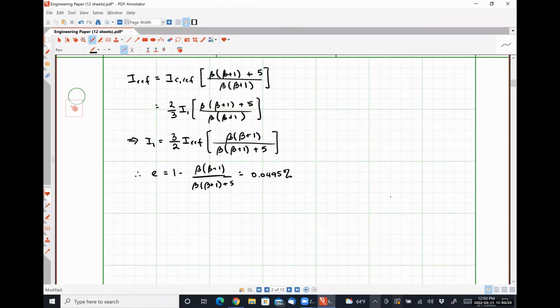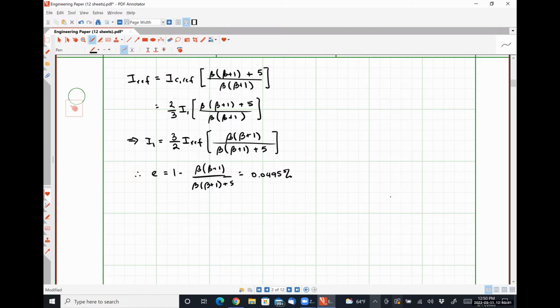So the 3 halves, the expectation here is that I1 is supposed to be 3 halves IREF. This fraction out here to the right represents the change from that ideal case. So that's why it doesn't show up. The 3 halves is what we expect.